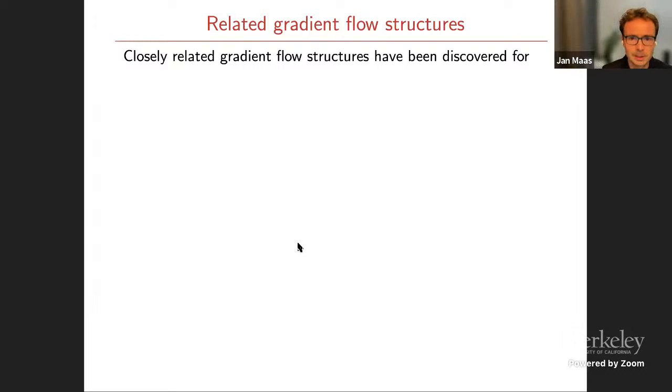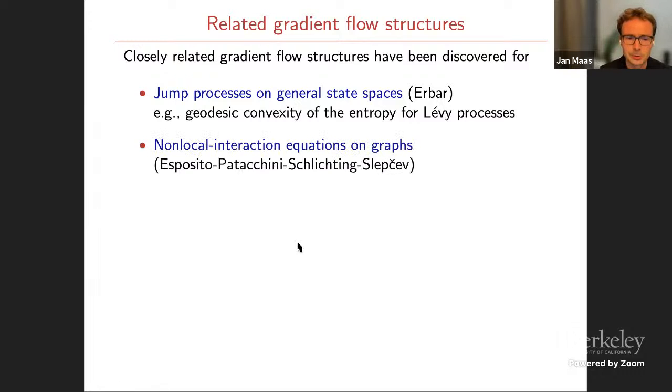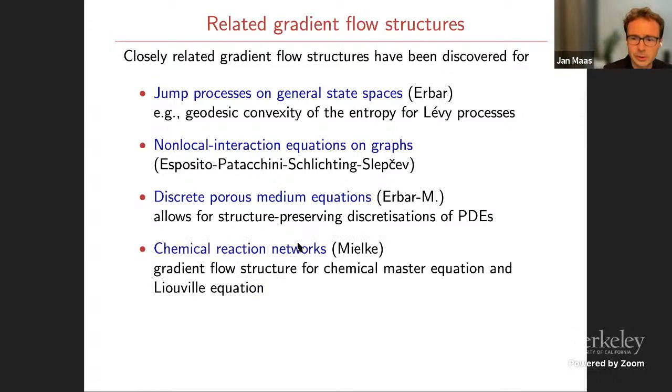Let me also mention that this discrete gradient flow structure has sparked many follow-up works. There are various interesting gradient flow structures in slightly different settings. In particular, you don't really need to have discrete spaces, but it applies also to jump processes in more general settings, like Levy processes, for instance. It applies not only to linear equations like these Markov chains, but also to non-local interaction equations on graphs, and also to some nonlinear PDEs like discrete porous medium equations. It also extends very naturally to chemical reaction networks, and so to chemical master equations and the associated Liouville equation.